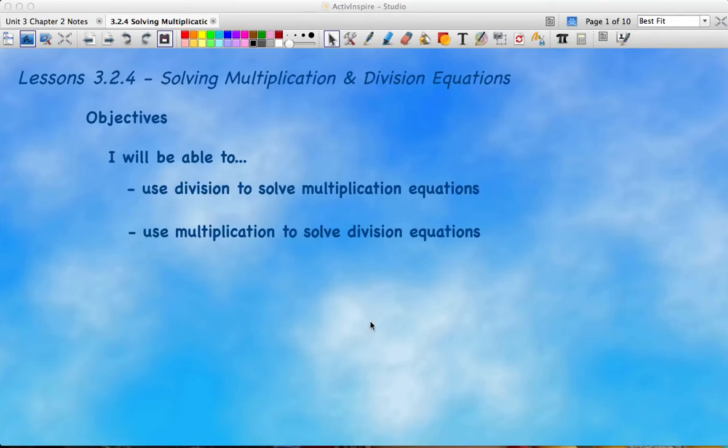Welcome to Lesson 324, Solving Multiplication and Division Equations. Today we're going to talk about how to use division to solve multiplication equations and how to use multiplication to solve division equations.